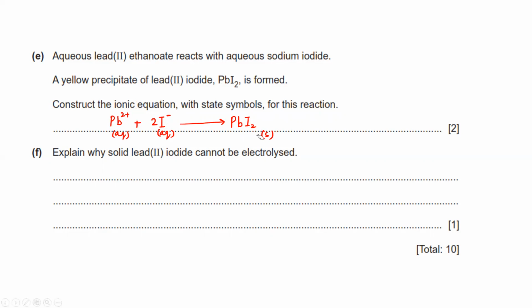So again, we have to write the state symbols of this reaction. These are your state symbols. So this is aqueous. You can simply write the equation and you will get half the points. If you do not write the state symbols, you will not get complete points. Then part F, explain why solid lead iodide cannot be electrolyzed.